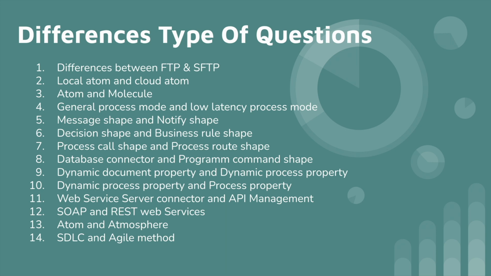And next, differences between the decision shape and then business rule shape. So first, what is decision shape and what is business rule shape, and next you have to explain differences between the decision shape and then business rule shape. And process call shape and then process route shape differences. So same way you have to explain first the definition of process call shape and then process route shape. After that you have to explain differences between the process call shape and then process route shape.